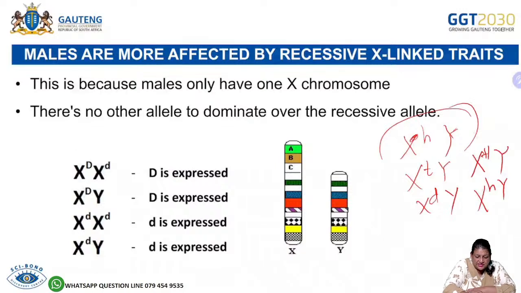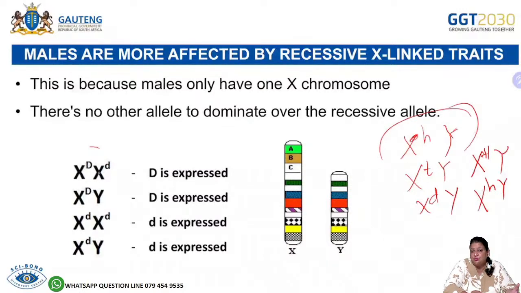So here you can see this is a female. Why? We have two X chromosomes, right? Then if this is X to the power D and X to the power D means normal, it means she's a normal female, but she's carrying X to the power small d. Depends on the question, what they'll tell you.